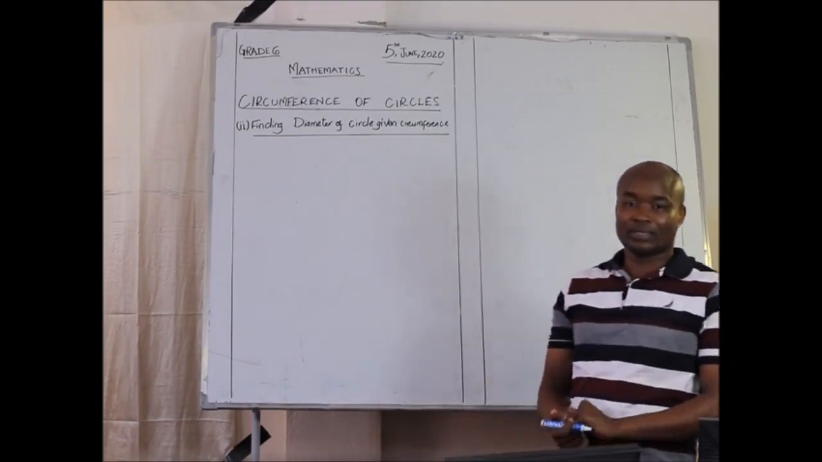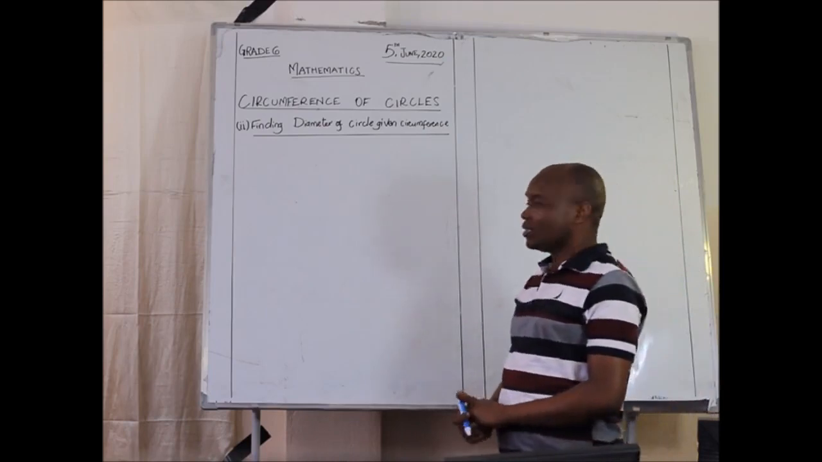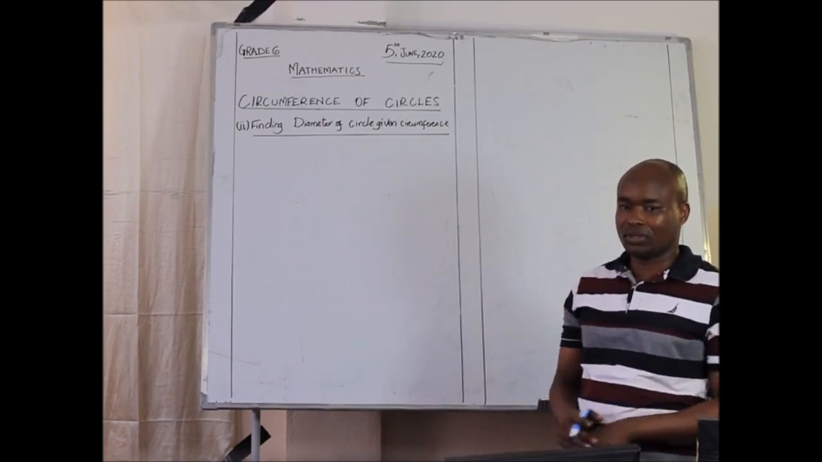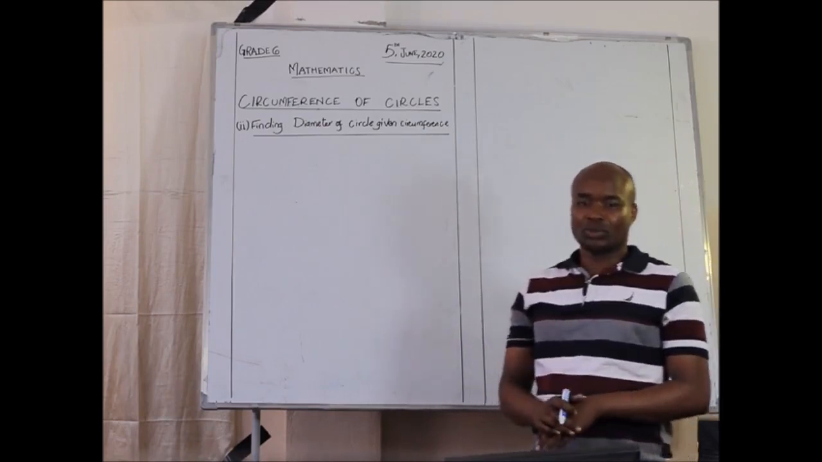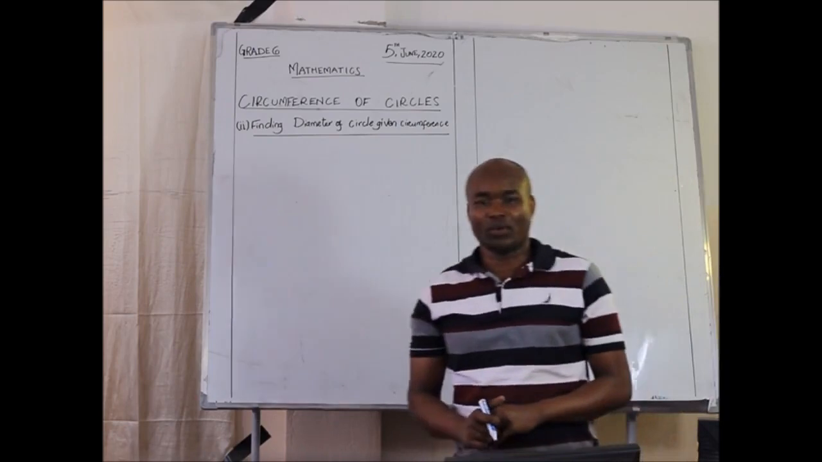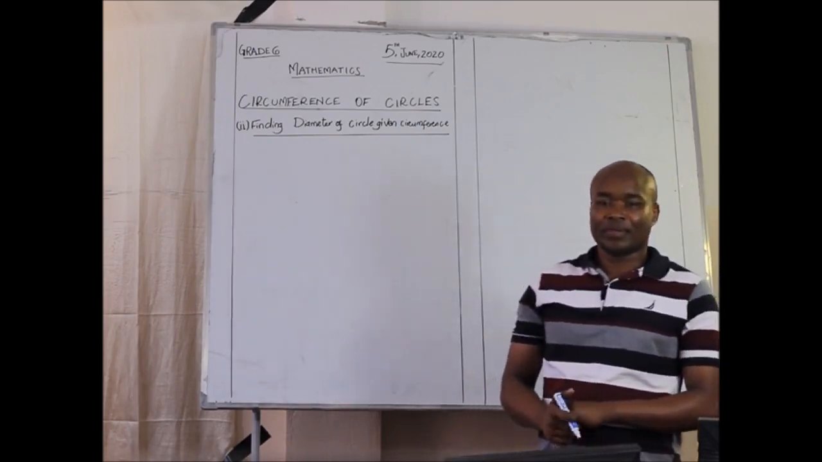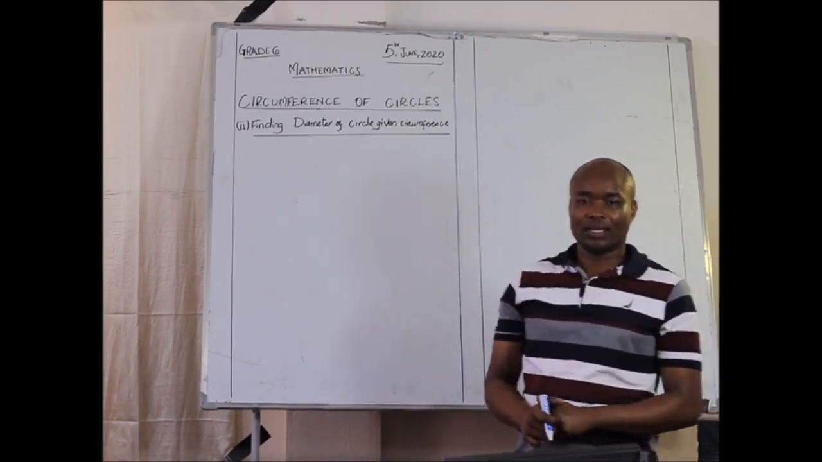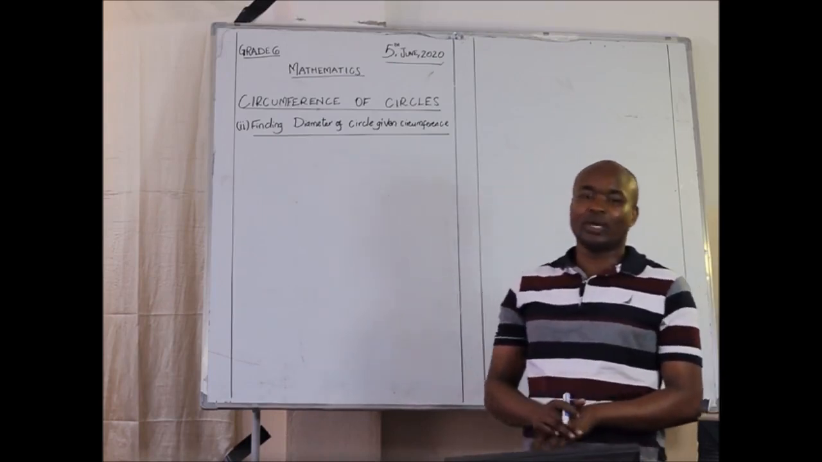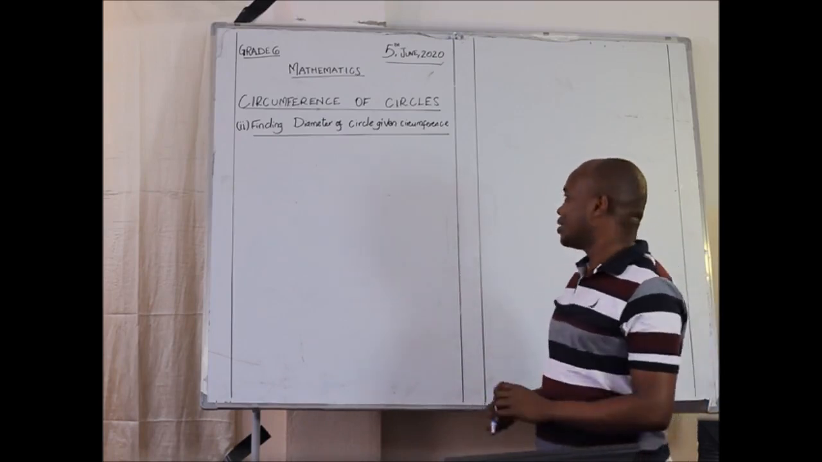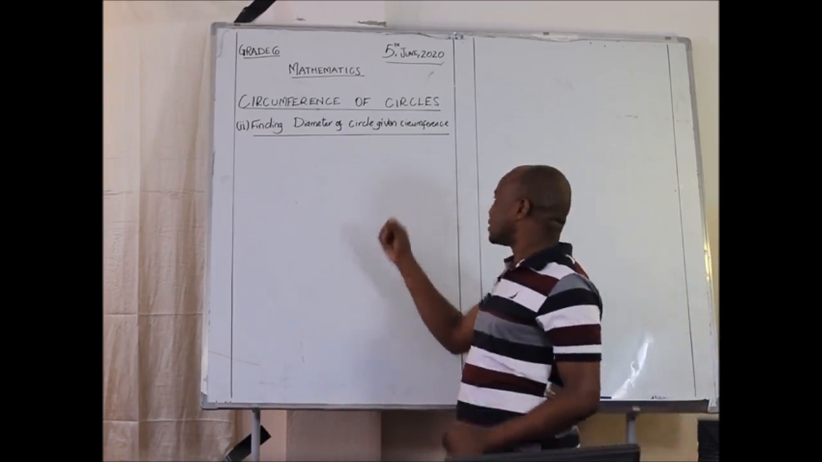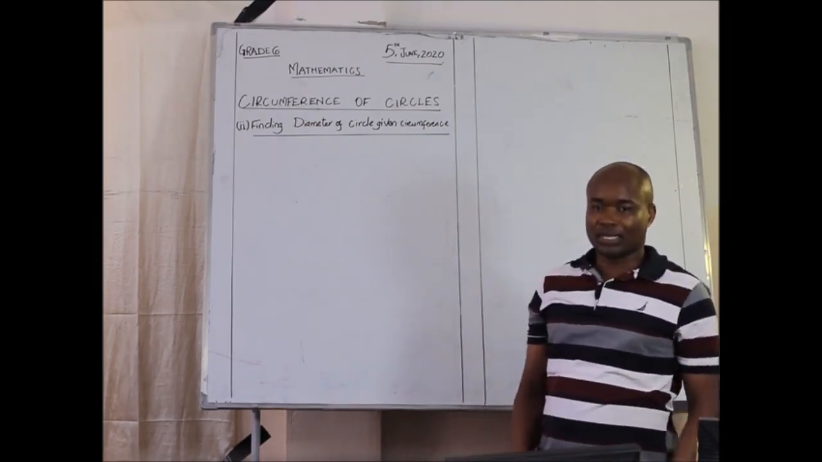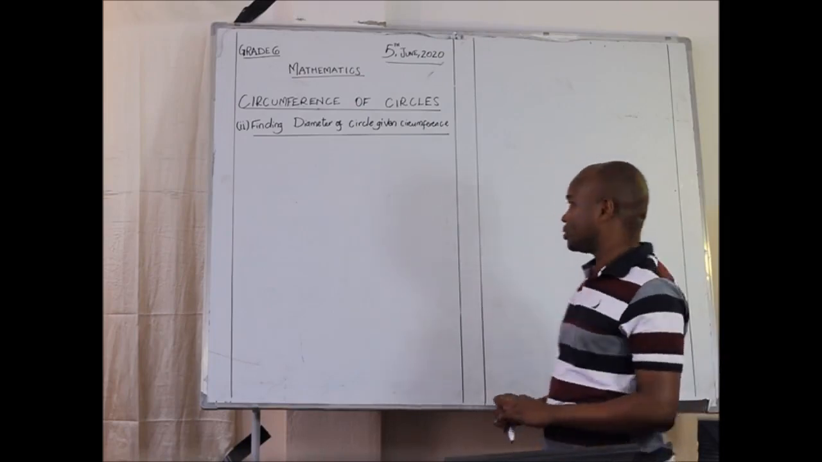Last week, when we met, we were discussing circumference, specifically the circumference of a circle. You had been taught how to find the circumference of a circle when given the diameter and the radius. So today we are going to look at the vice versa: how to find the diameter of a circle when given the circumference. So get prepared for the presentation.